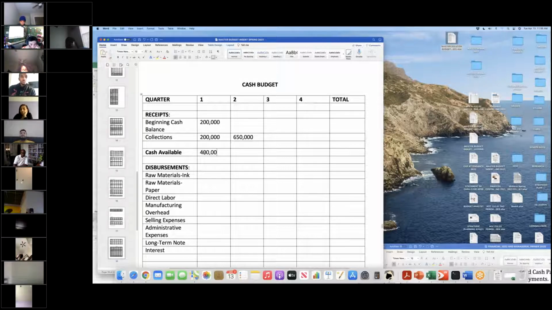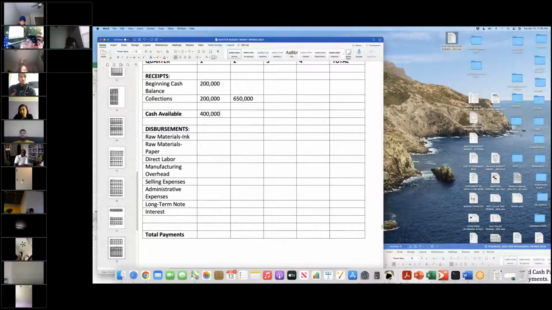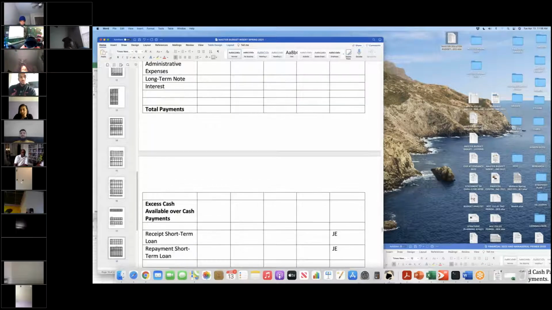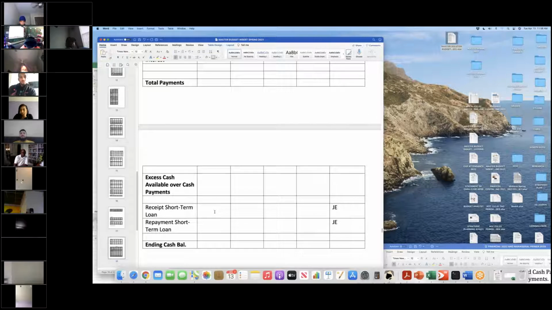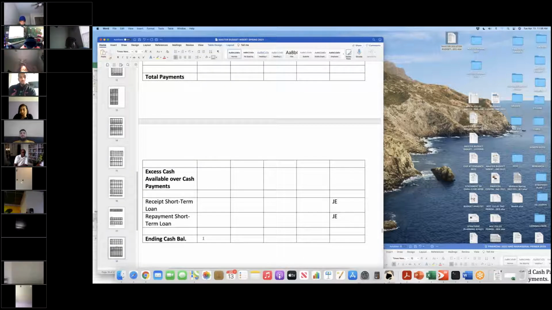So the sales journal gives us how much cash we have. You have to go all the way through and do that. Then for our disbursements, raw materials, ink, paper, labor, overhead, selling expenses, administrative expenses, long-term note, interest, total payments. So we can see whether we have excess cash or not, and whether we need to borrow a short-term loan. And we know that this number has to be 100,000 at a minimum.